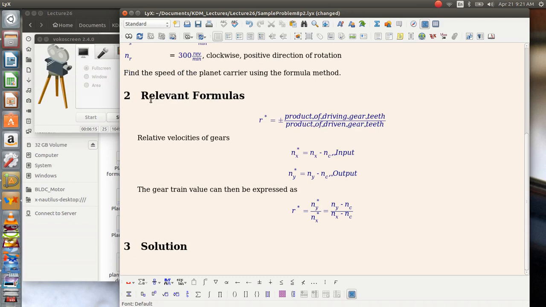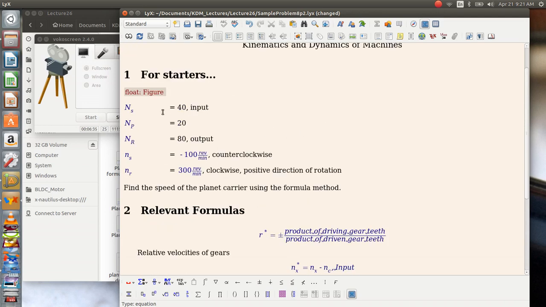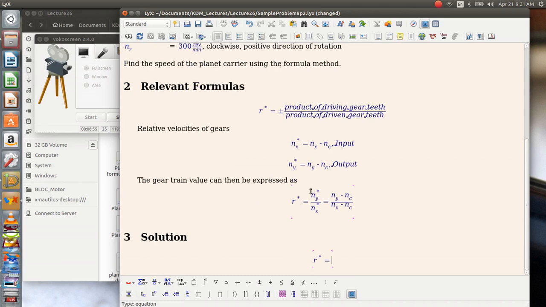I'm going to start out with the gear train value. So the gear train value, R asterisk, as we said, this is equal to the product of the driving gear teeth over the product of the driven gear teeth. We've said that the sun gear will be our input and the ring gear our output. So the driving gear teeth will then be the number of teeth on the sun gear. The driven gear teeth will be the number of teeth on the ring gear. So this is going to be equal to 40, number of teeth on the sun gear, divided by 80.